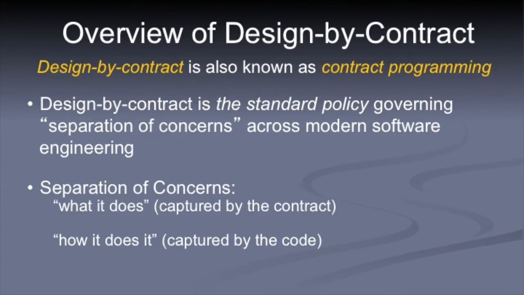Now we introduce design by contract. When designing a software system, an effective organization must have policies that govern the design process. Design by contract has become the standard policy in modern software engineering organizations.